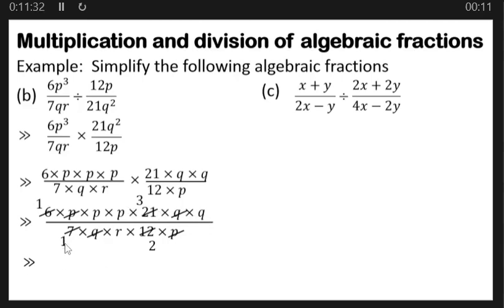Then on our denominator we'll have 1 times r, which will be r, then r times 2, which will be 2r. So now we have our final answer, 3p squared q over 2r. So what I said was 1 times p times p to power 2, p to power 2 times 3, 3p power 2, times q, 3p power 2 q, over 1 times r times 2, 2r. This one is our answer.